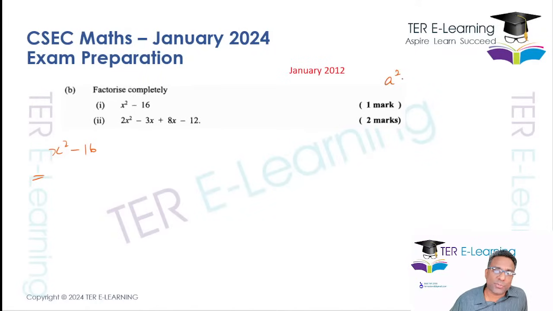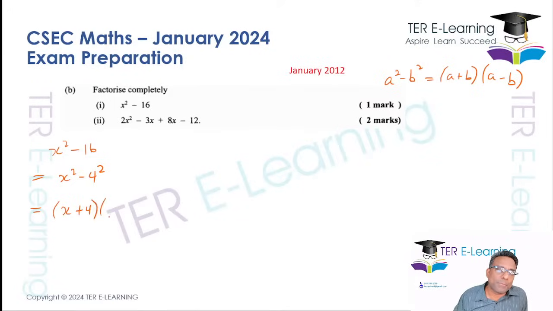If I have a squared minus b squared, I can write that as a plus b in one bracket, a minus b in the second bracket. So x squared minus 16 is actually the difference of two squares. So I can write that as x squared minus 4 squared. So therefore, if I want to write it in the bracketed form, it's going to be x plus 4, x minus 4. So that's the answer for part 1. That's the difference of two squares.